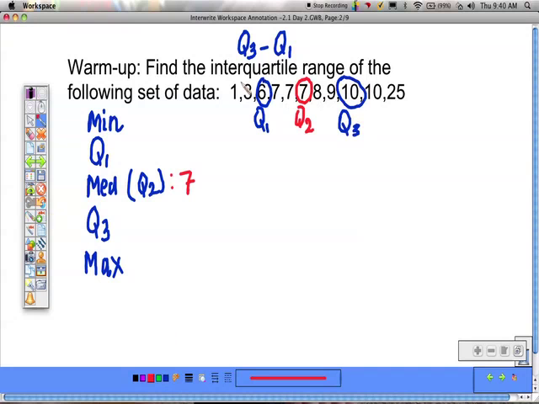And then you can see the min and the max here is 1 and 25. So let's put those in. The min is 1, Q1 is 6, Q2 is 7, Q3 is 10, and the maximum is 25.